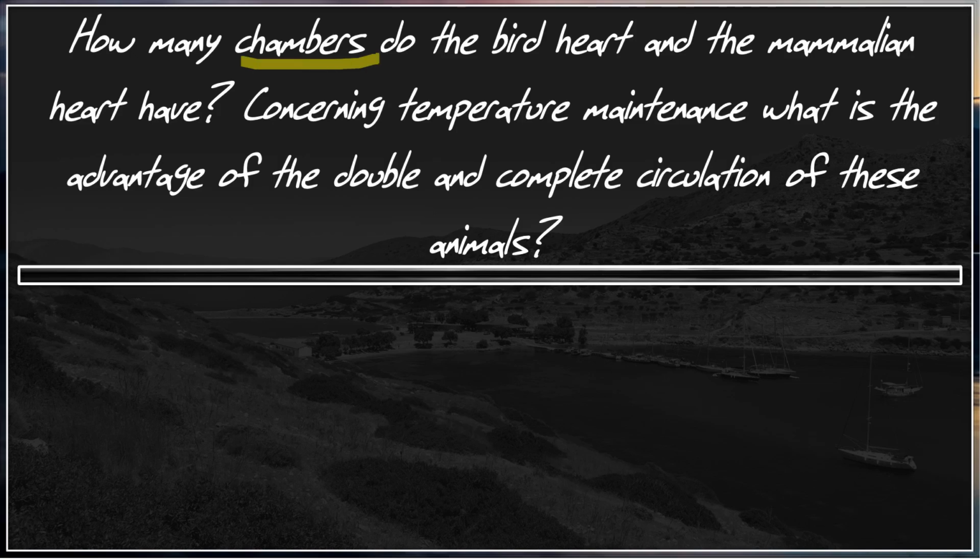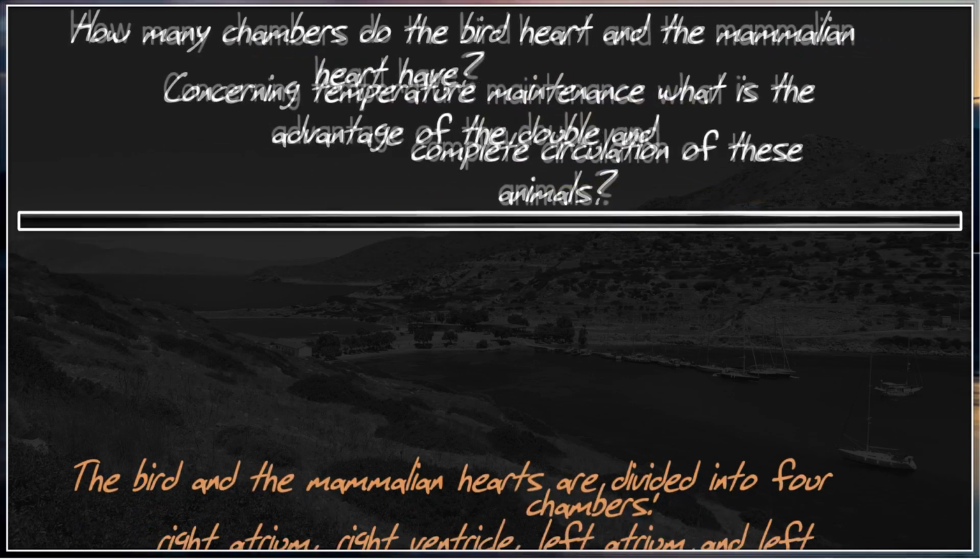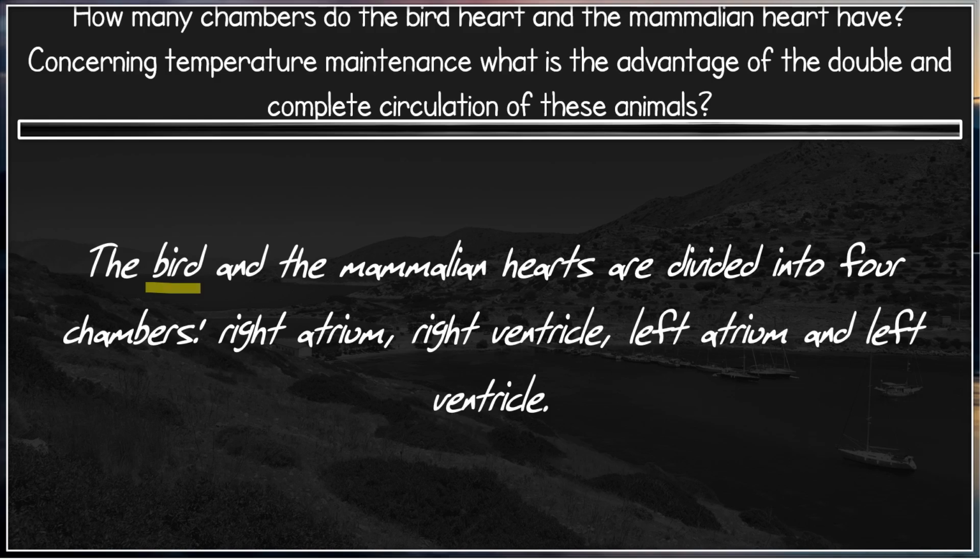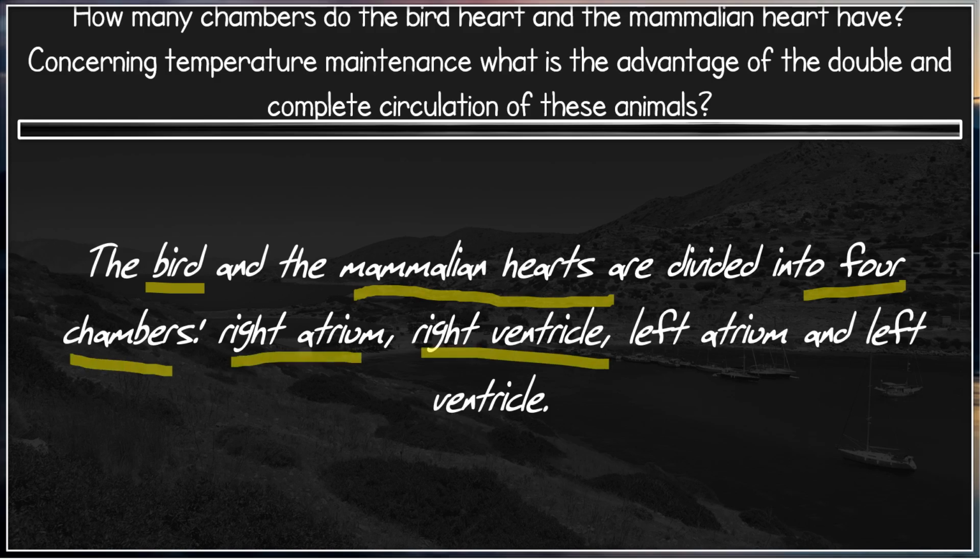How many chambers do the bird heart and mammalian heart have? Concerning temperature maintenance, what is the advantage of double and complete circulation of these animals? The bird and the mammalian heart are divided into 4 chambers: right atrium, right ventricle, left atrium, and left ventricle.